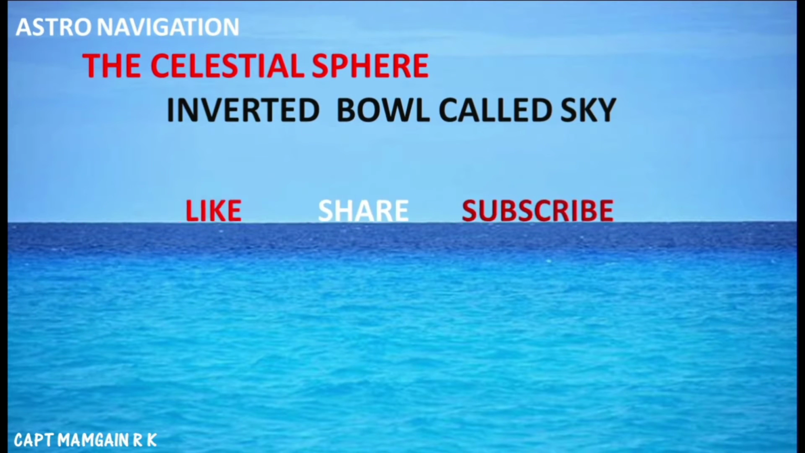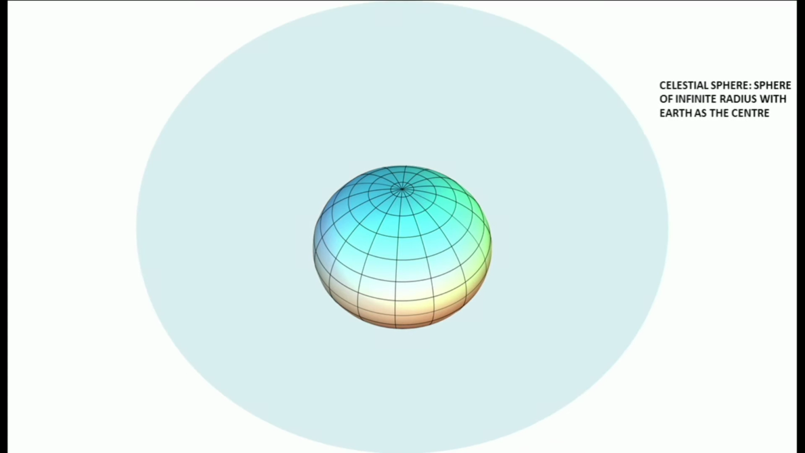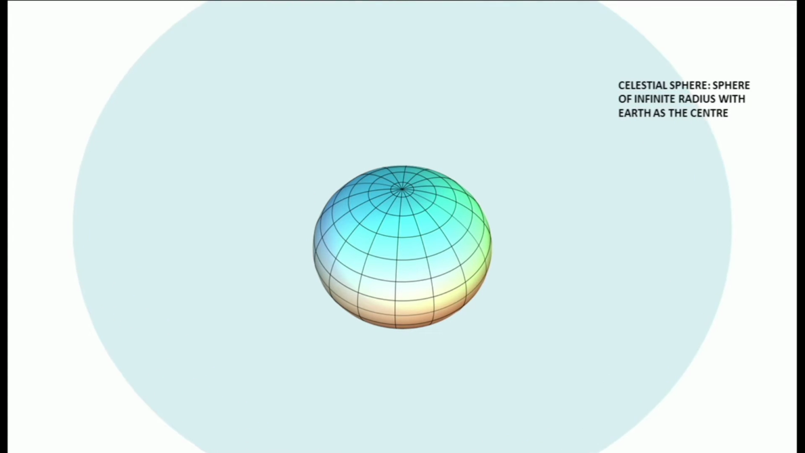Let's start off with astronomical navigation. We'll talk about the celestial sphere today. The inverted bowl, which you see, the sky, is the celestial sphere with infinite radius, with Earth being the center, on which are situated all our planets and all the other celestial bodies.